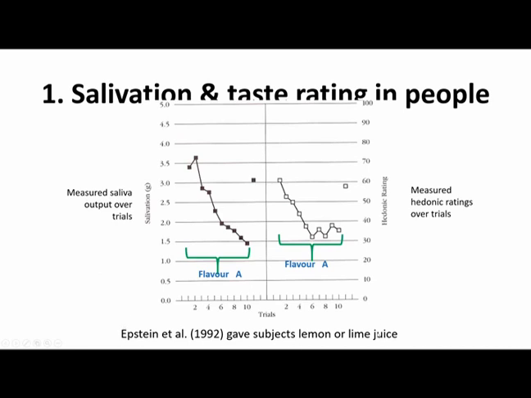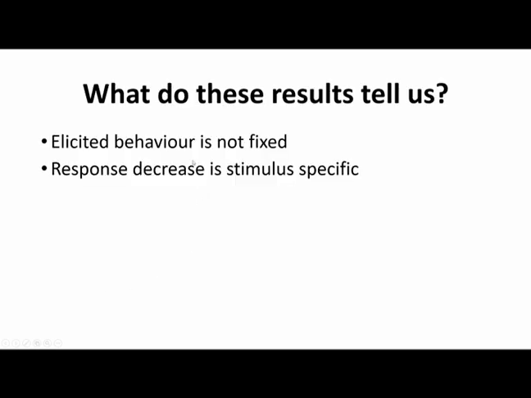And so they would have done this counterbalanced. So half the participants would have lemon juice as flavor A and lime as flavor B, and the other half would have lime as flavor A and lemon as flavor B, but everybody showed the same basic pattern. And so, like I said, this is giving us two things.